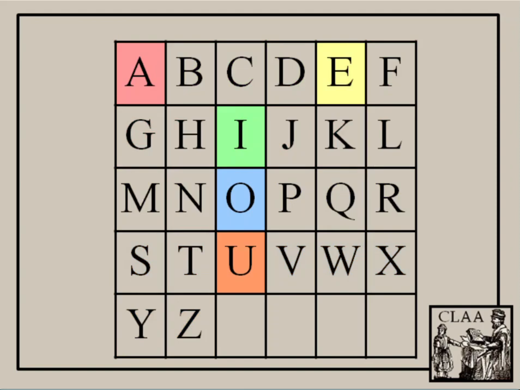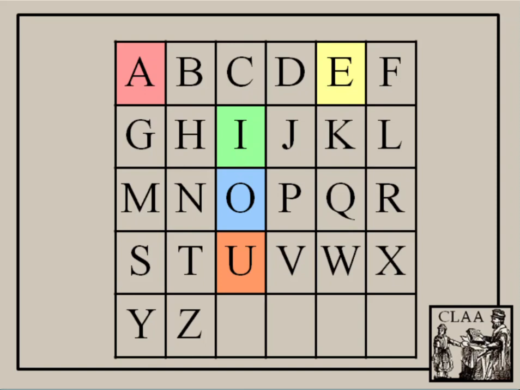We also learned that out of the 26 English letters, 5 are vowels. You can see the English vowels highlighted in colors on your screen. Can you name the vowel in the red box? You might think this is the vowel ah, but that's the Latin name. The English name of this vowel is A.